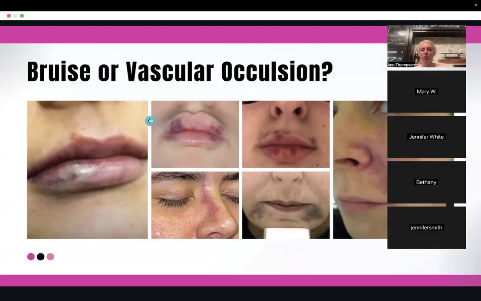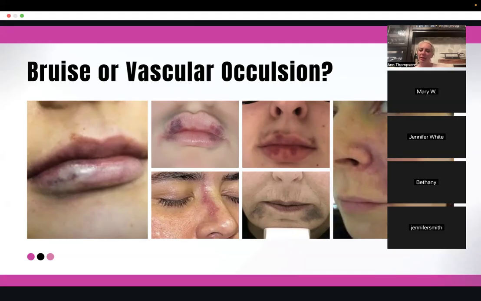So let's do this next one right up top right here. Is this a vascular occlusion or bruise? Bruise. Simple bruise, right? Bruising can look pretty gnarly. It does not have any blanching. It doesn't have that reticular lacy pattern. You don't see any vesicles. There's no skin breakdown, no full thickness necrosis. So this is a simple bruise.